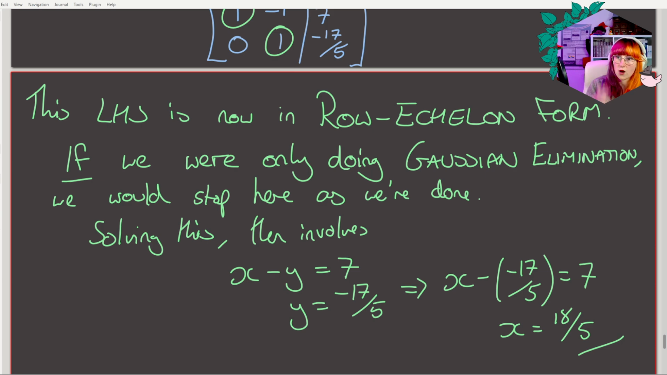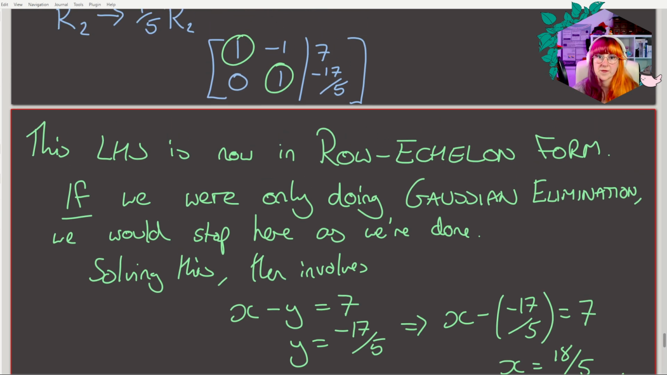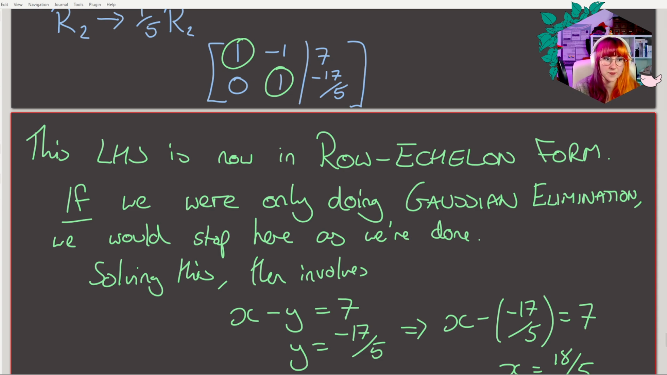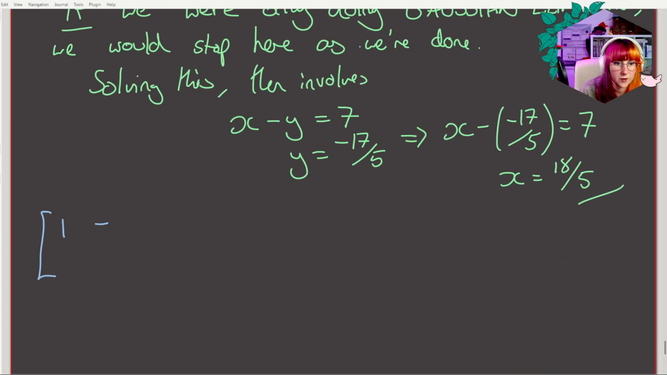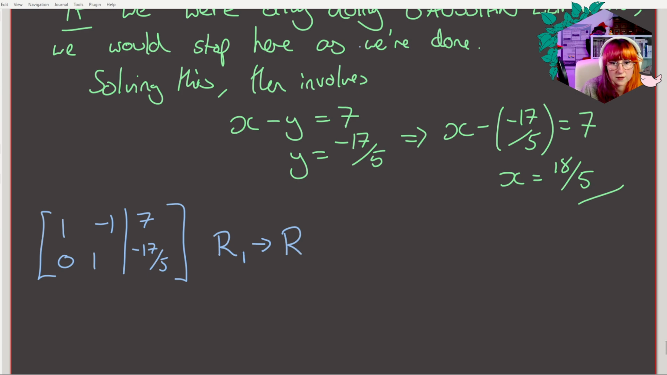But that's not helpful, I think, especially when we have the ability to solve it properly, and then we can just immediately read off the right-hand side of this augmented matrix. So we're going to do a few more steps to get it down to, so 1, -1, 0, 1, 7, -17/5. Okay, and all we're going to do is R1 goes to R1 add R2.